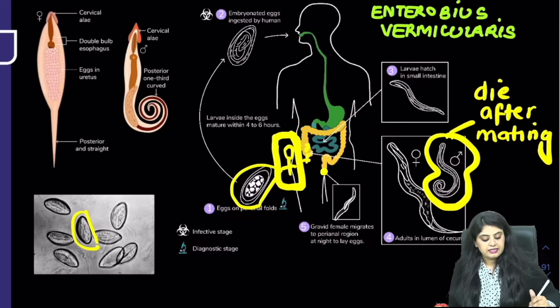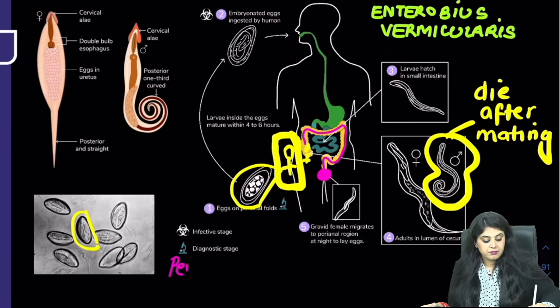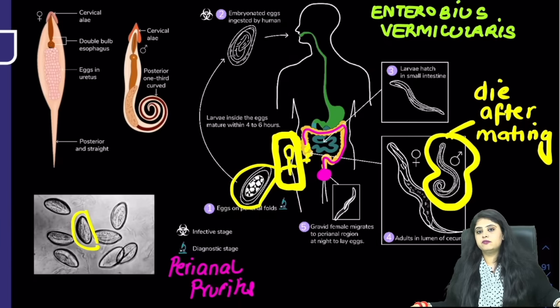So she decided that I'm going to go at night time, I'm going to hide, and I'm going to go all the way, I will travel to the perianal region, and I will give birth to my kids over here in the perianal region. That is the perianal pruritus that the patient has. So ultimately she says that the place where my husband has died, I am not going to give birth over there. I'm going to go somewhere else and give birth to my kids.